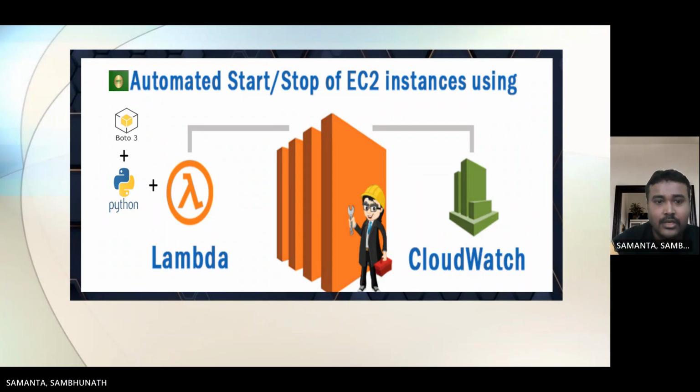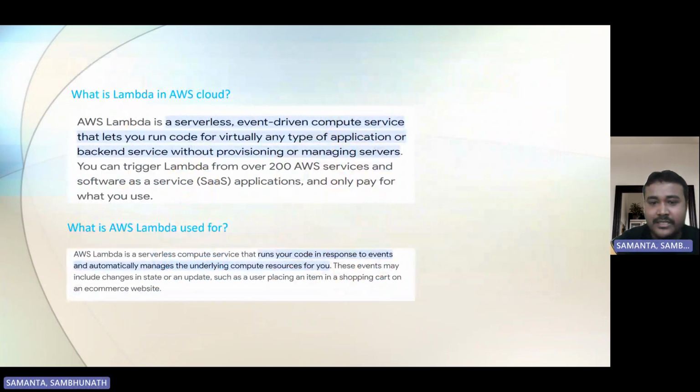For today's demo, we'll use Boto3, the Python SDK provided by AWS, and the Lambda function. We'll talk about what the Lambda function is in detail. Then we need an app or API server, or EC2 instance. And then we will use CloudWatch, a CloudWatch rule and CloudWatch event. I'll talk about more details.